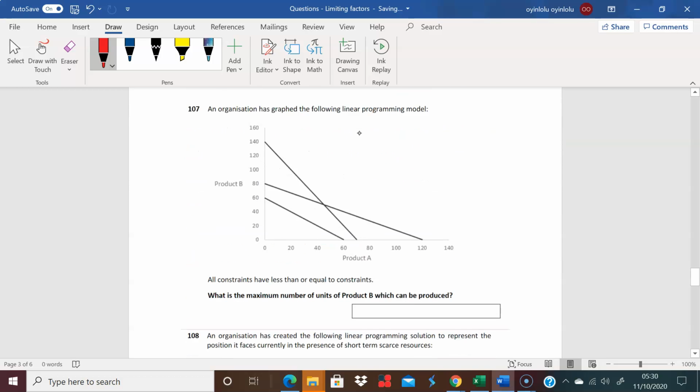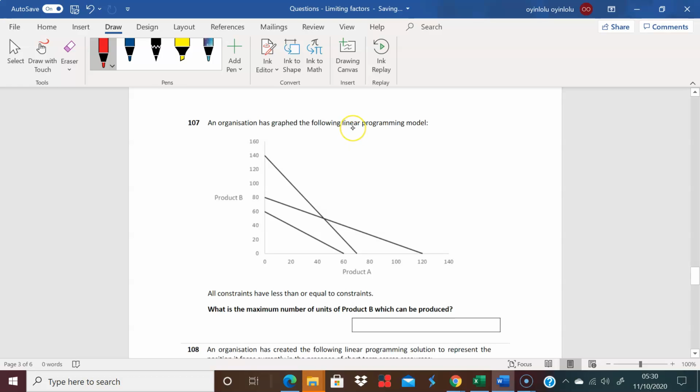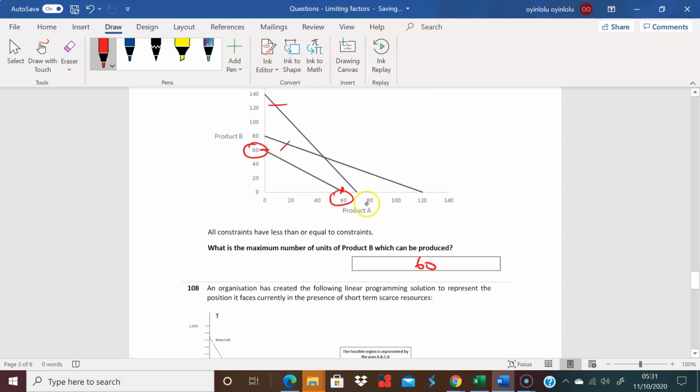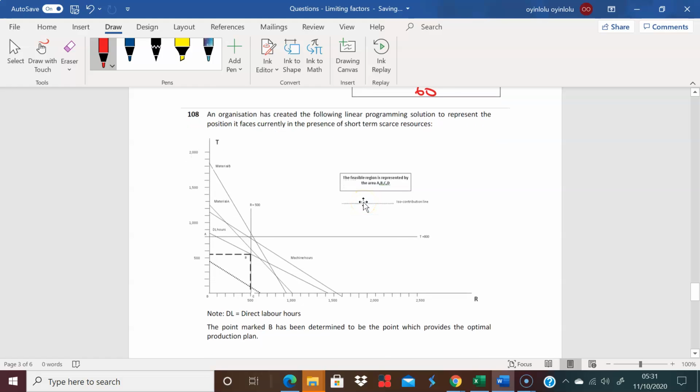So it says the organization has this linear programming model. So these are all constraints, and it says, what is the maximum number of products of B that can be produced? Well, this is the key constraint. This is totally irrelevant. These two are relevant. You can't get here. You already have this constraint here. So for either of them, you can only produce a max of 60 on each side. So that's nice and neat. The constraint stops you from producing more, and it just tells you the maximum. So the answer there is 60.